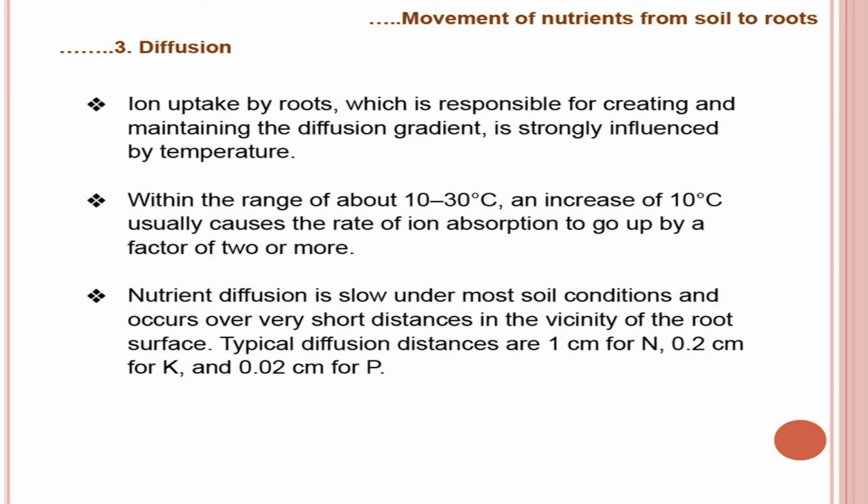Nutrient diffusion is slow under most soil conditions and occurs over very short distances in the vicinity of the root surface. Typical diffusion distances are 1 centimeter for nitrogen, 0.2 centimeter for potassium and 0.02 centimeter for phosphorus. Means nitrogen can travel longer distances in diffusion, however phosphorus travels the least distance and potassium in between nitrogen and phosphorus.